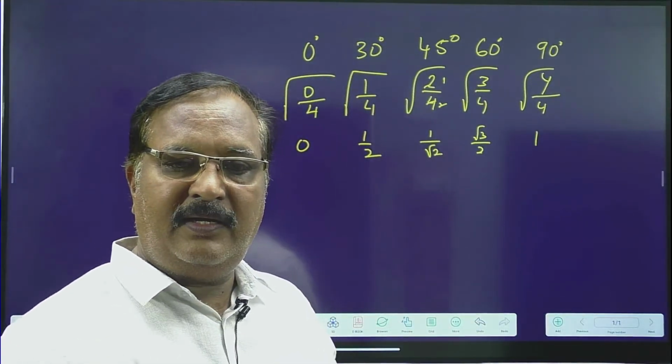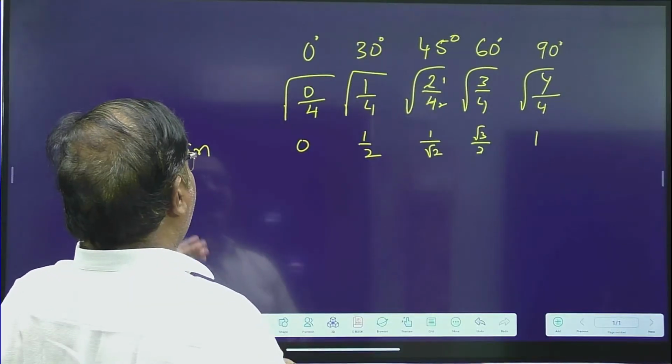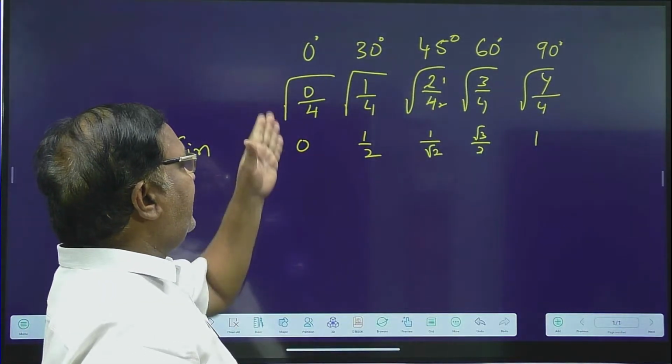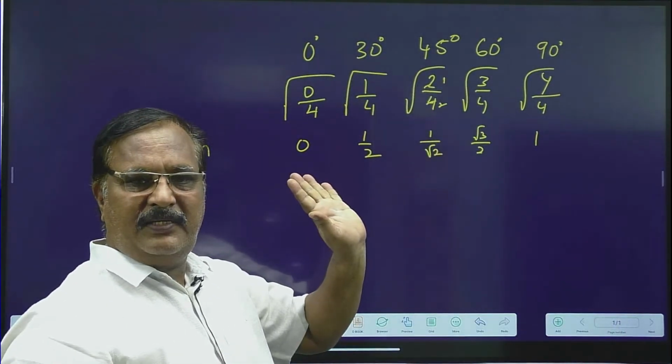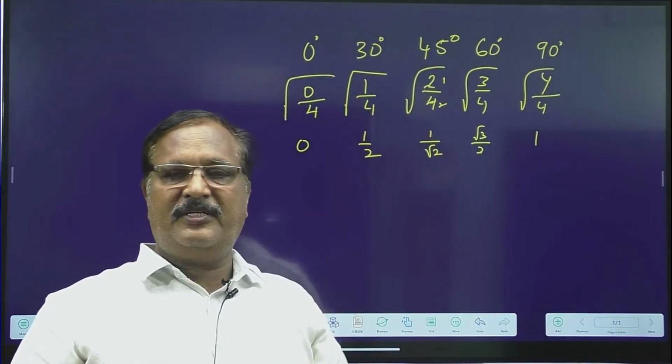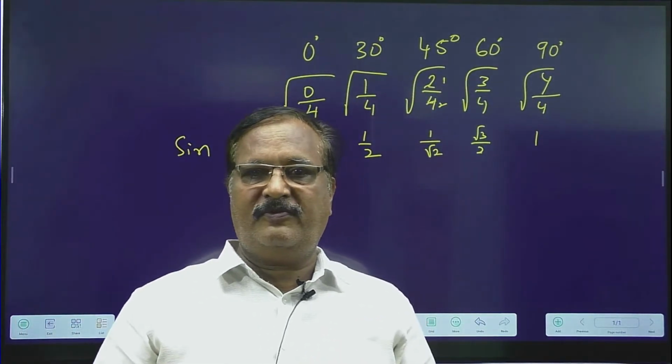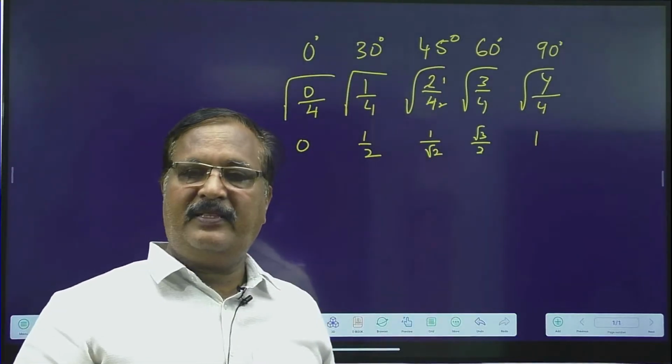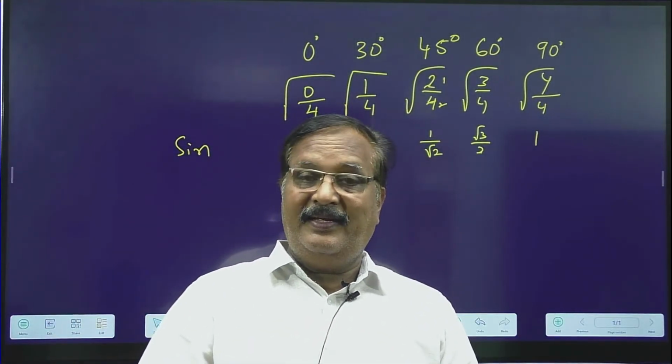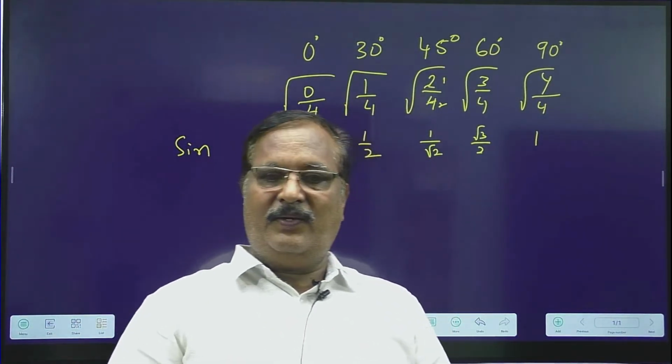So this is sine. Sine 0 is 0, sine 30 is half. It's very simple. Even in the examination, definitely 1 or 2 problems will be there. You can make this table and get ready instead of writing wrong values.